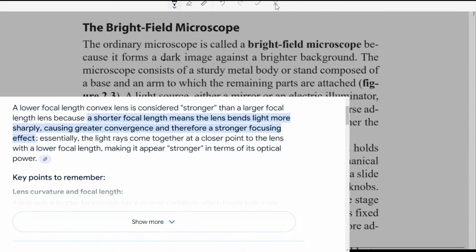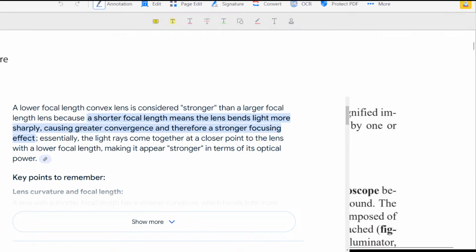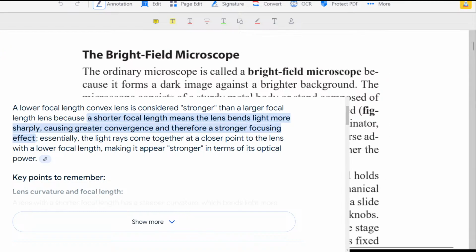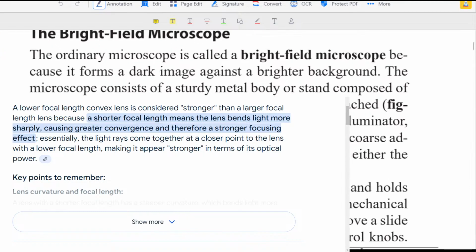The ordinary microscope is called the bright field microscope because it forms a dark image against a brighter background. Yeah, the background is brighter.